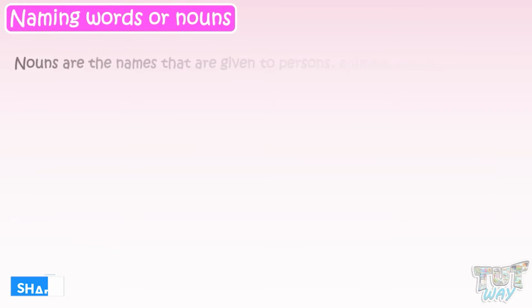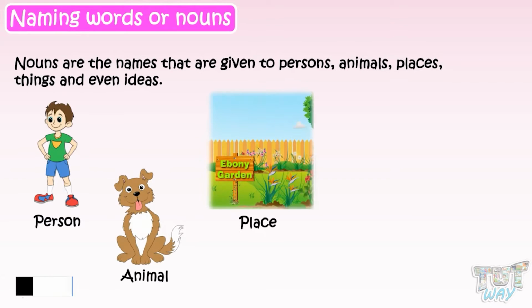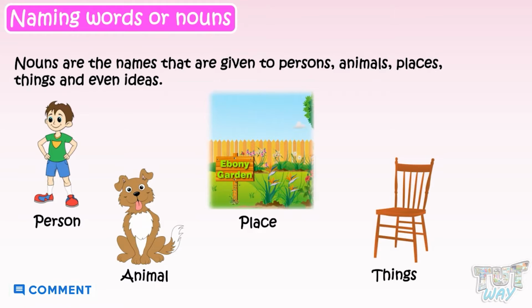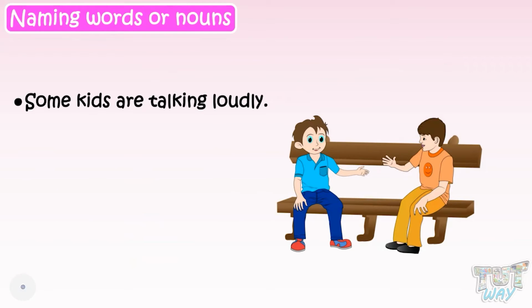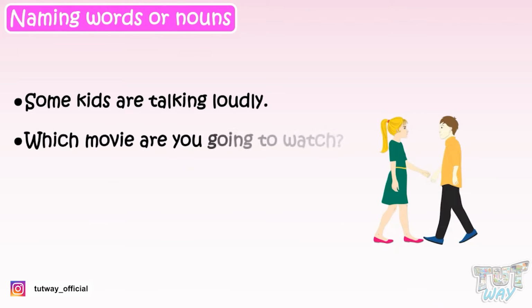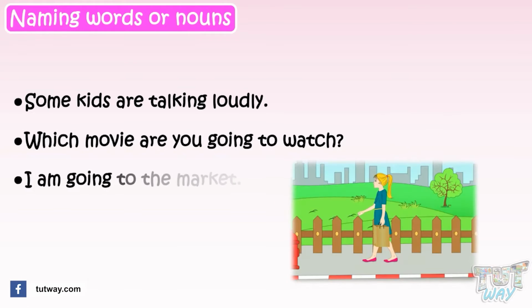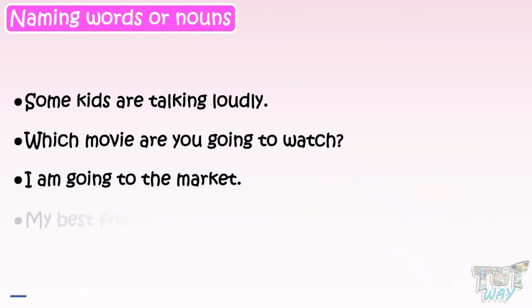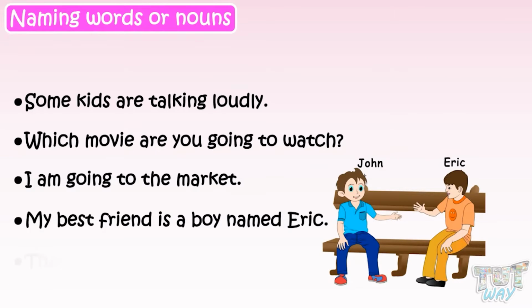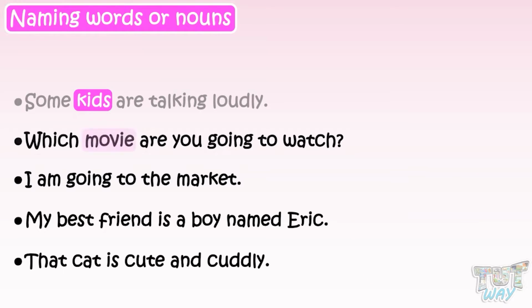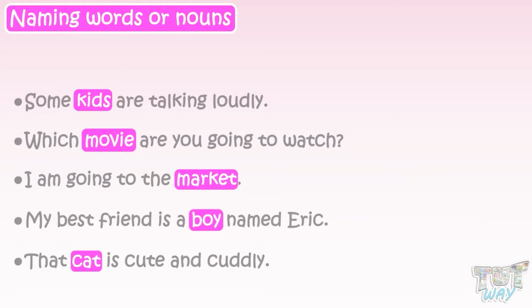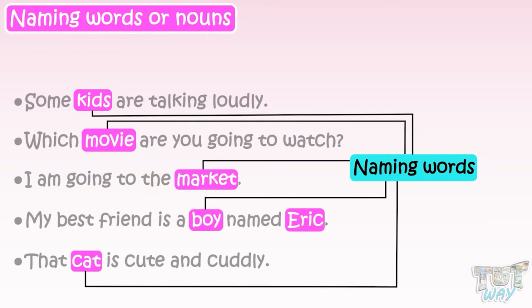Nouns are the names that are given to persons, animals, places, things, and even ideas. Like in these sentences here. Some kids are talking loudly. Which movie are you going to watch? I am going to the market. My best friend is a boy named Eric. That cat is cute and cuddly. In these sentences, words like kids, movie, market, boy, cat, and Eric are naming words or nouns.